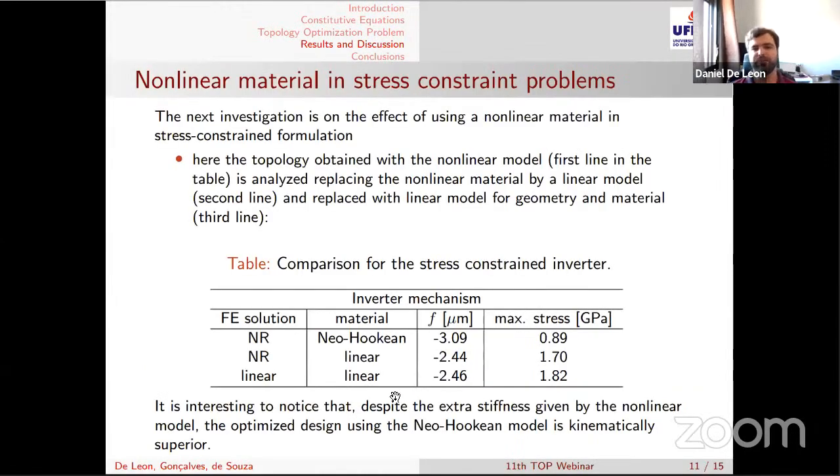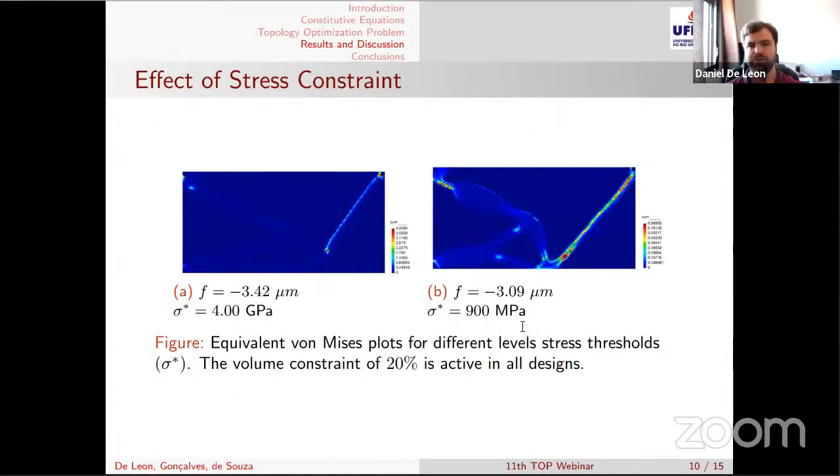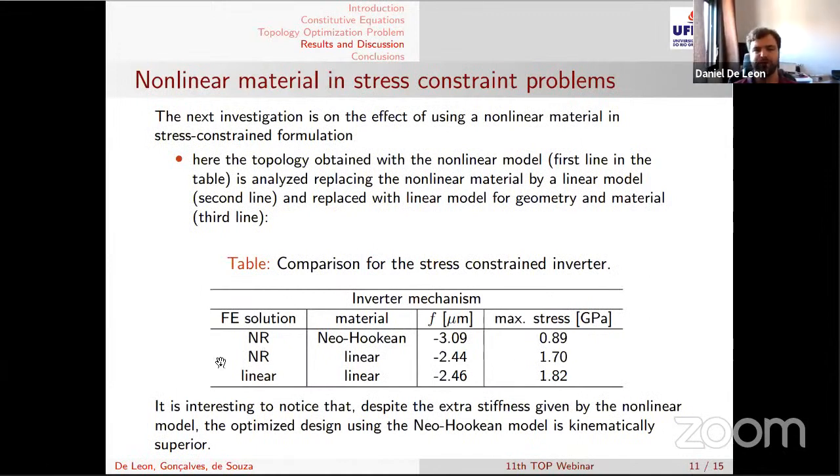So the methodology here is almost the same as the first methodology. This line is the mechanism that is here, this topology with 0.9 giga stress, the maximum stress observed there is 0.89 giga. So we took this topology and ran one finite element analysis, not the topology optimization as a whole. We keep the finite element solution using interruption, but we change the material. We replace the Neo-Hookean material by a linear material. Then we get this output displacement.